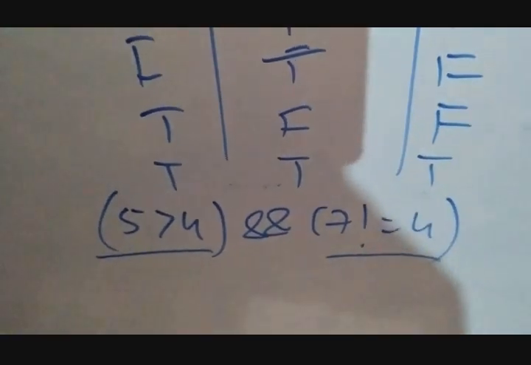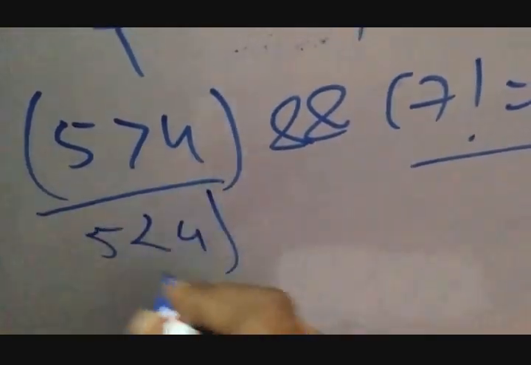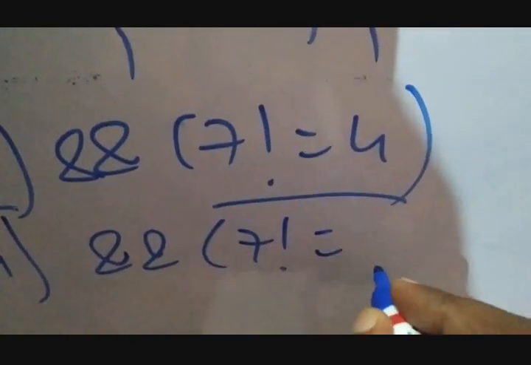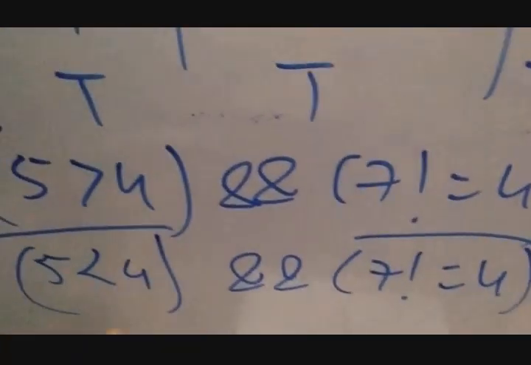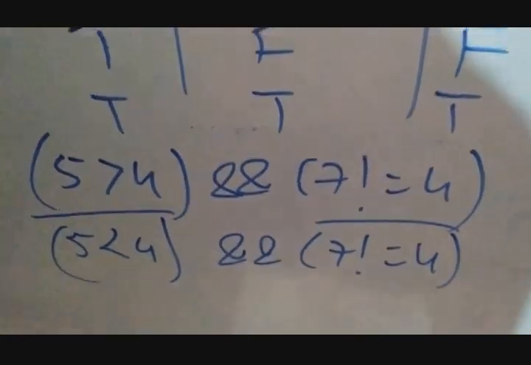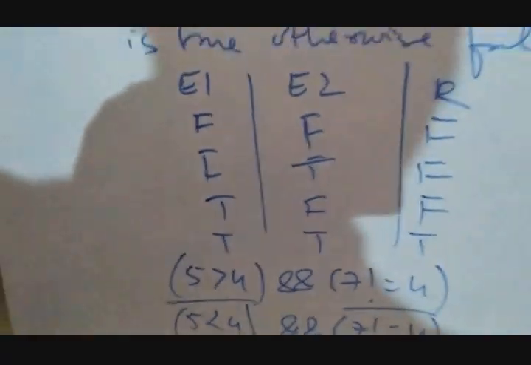It executes. Suppose 5 is less than 4 and 7 is not equals to 4. Now in the first expression only it is false, so it is not going to check the second one. Remember this. If the first is false, then the second is not going to be checked.